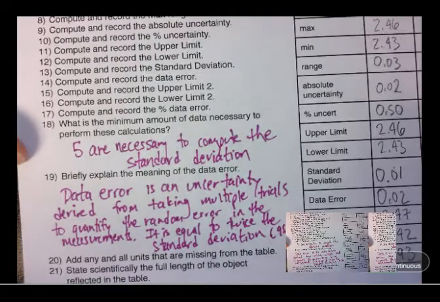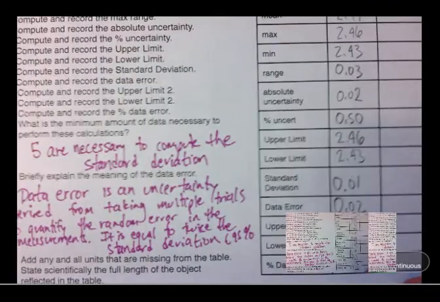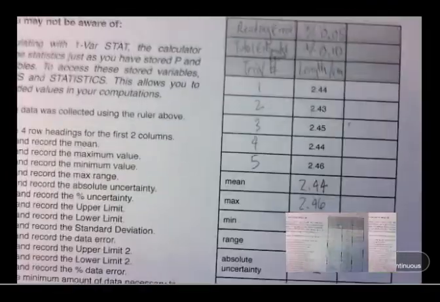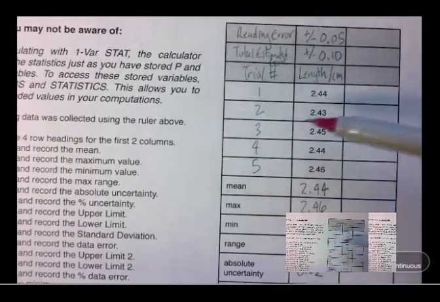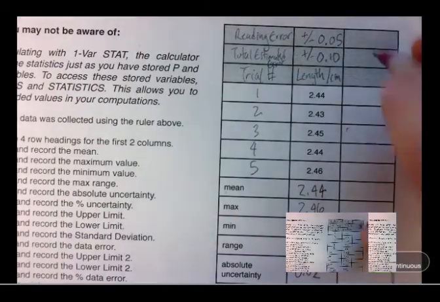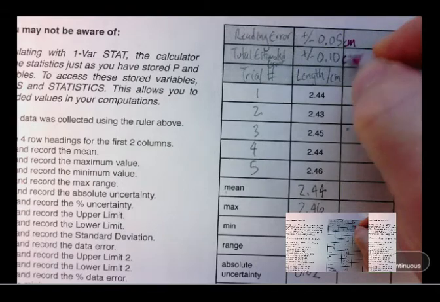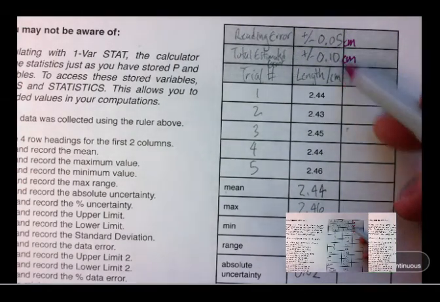So number 20, label any and all units that are missing from the table. Now it turns out that everything needs to have a unit. Up in the top, we've given information about the trial number. We've given units here. But up here, we've got plus or minus 0.05 and 0.10. We should have centimeters written there as well. We should have done that initially, although it might be implied with the centimeters, we'll have it added just in case.